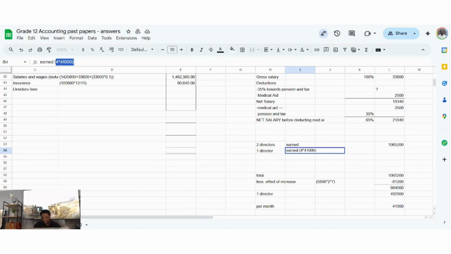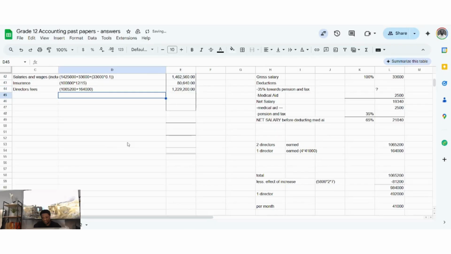And so 4 times 41,000 would be equal to 164,000. And then that would mean that for our director's fees, we'll then have 106,200 plus 164,000, and that would give us a total of, let's see, 1,229,200. And then let's move on to the other things.